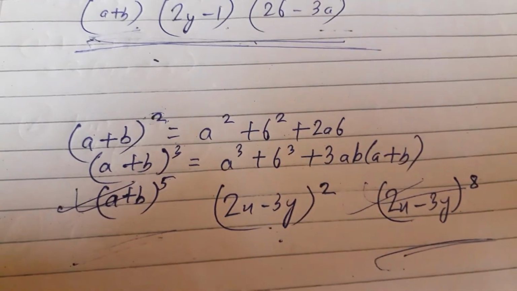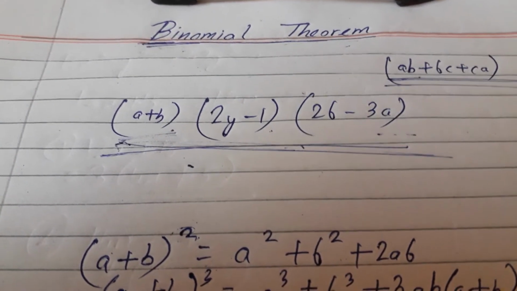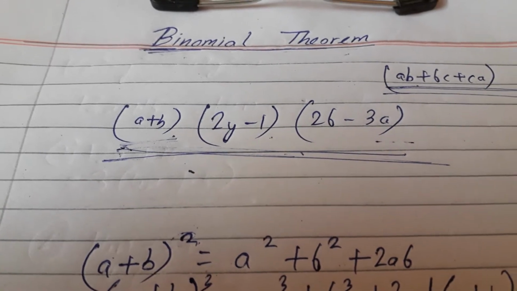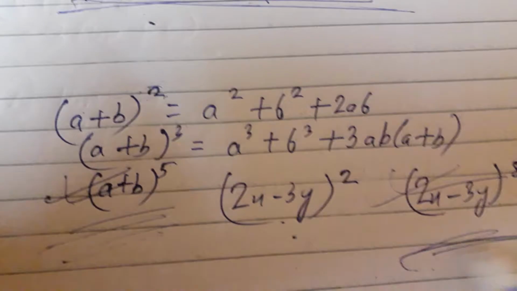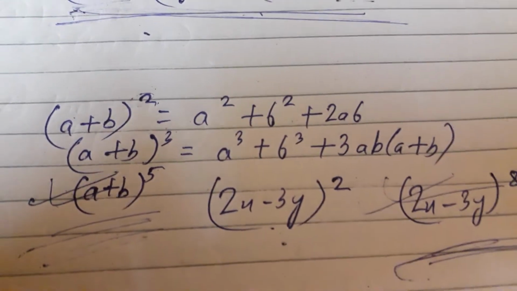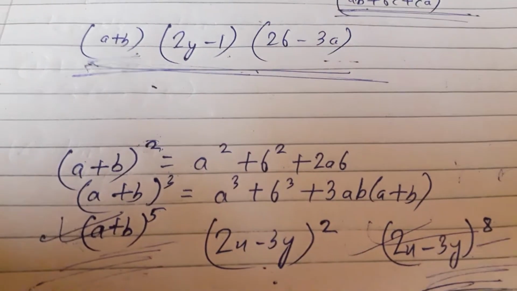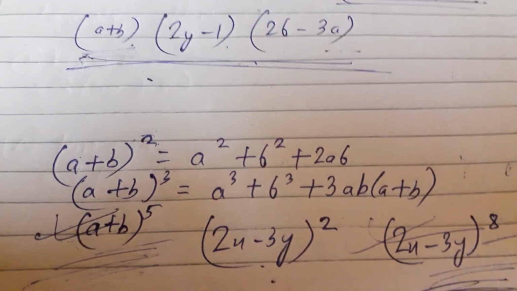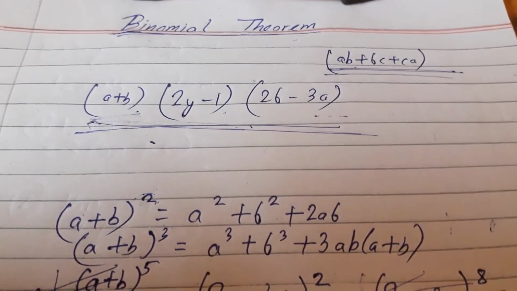So I think you have understood that the binomial theorem chapter is very important. Not only important, it is also a helpful chapter, otherwise you cannot expand this type of expression. So let's make a start. Now see how to expand this type of expression by using the binomial theorem.